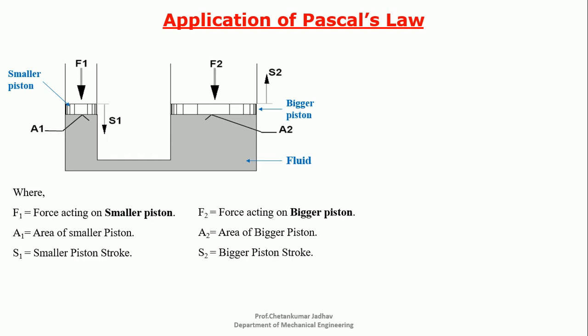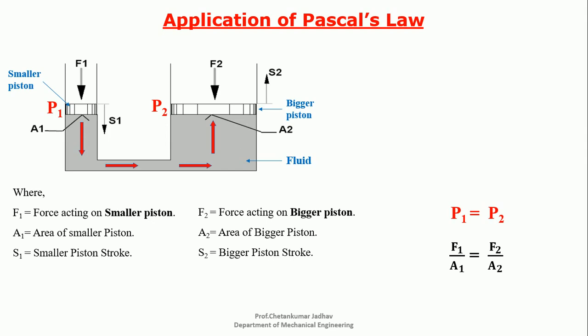As we apply force F1 on the smaller piston, a pressure P1 is generated, that is equal to F1 divided by A1. This pressure will be transmitted through the fluid in such a way that pressure at the bigger piston will be P2, that is F2 divided by A2. Then, as per Pascal's law, pressure at the smaller piston is equal to pressure at the bigger piston, that is P1 equals P2. Hence we can write F1 divided by A1 is equal to F2 divided by A2.